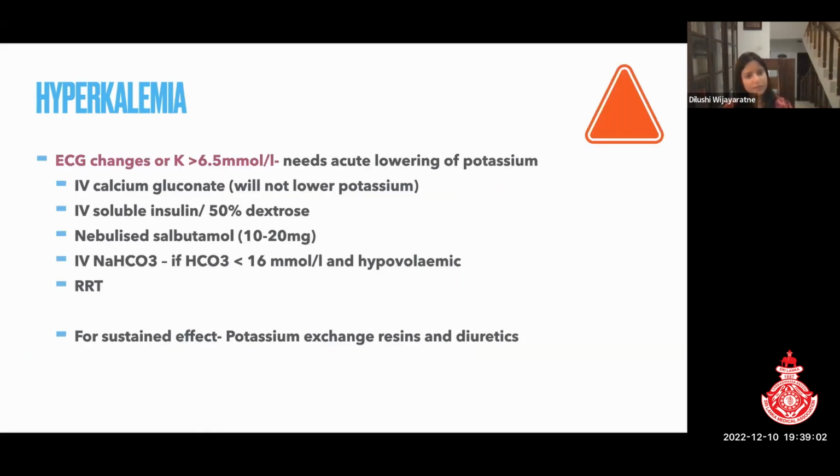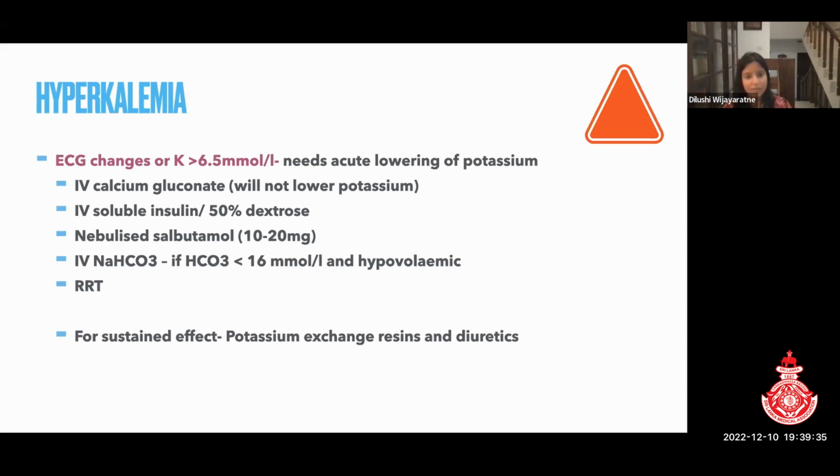And then if there are ECG changes or the potassium is over 6.5, we need to acutely lower the potassium. Why is that? Because they can get arrhythmias and they can go into cardiac arrest, right? So the fact that there are ECG changes means that even if the potassium is less than 6.5, they are already at risk, right? And if the potassium is more than 6.5, then they are at high risk. So therefore, every patient needs an ECG and a serum potassium level.